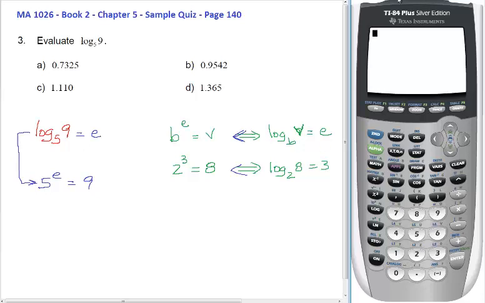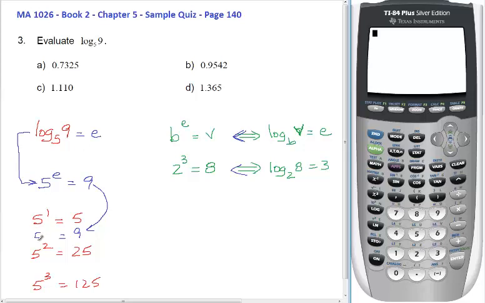Now, we know certain things about 5. We know 5 to the power of 1 is 5. 5 to the power of 2 is 25. 5 to the power of 3 is 125, and so on. Now the number we have is 9. So where does 9 fit in? 9 fits in right here.